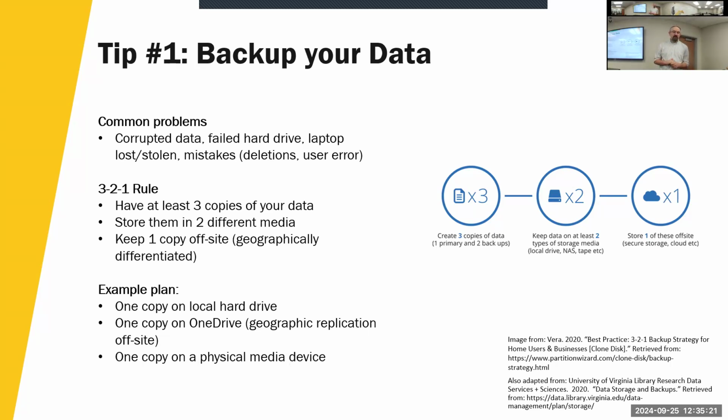Generally speaking, the sort of method out there is the 3-2-1 rule. So the idea is that you're going to have 3 copies of your data. You're going to store them in at least 2 different forms of media or 2 different kind of places. But then one place is going to be off-site. So you want it to be geographically differentiated in case there's something catastrophic that happens in one particular place.